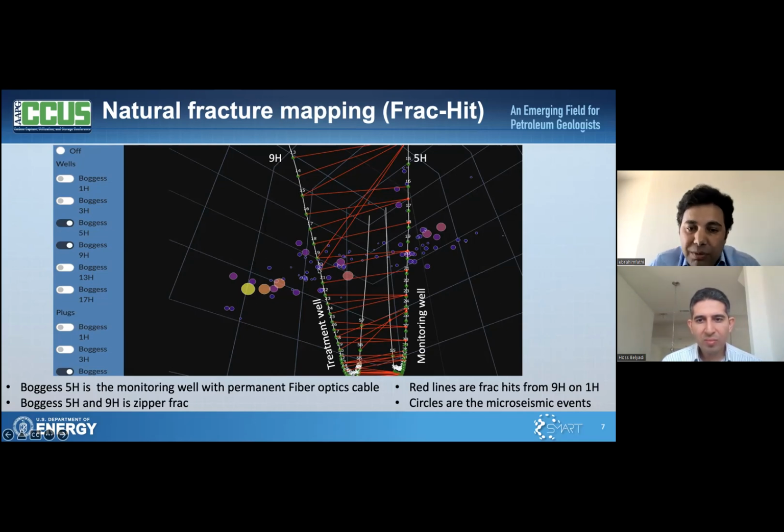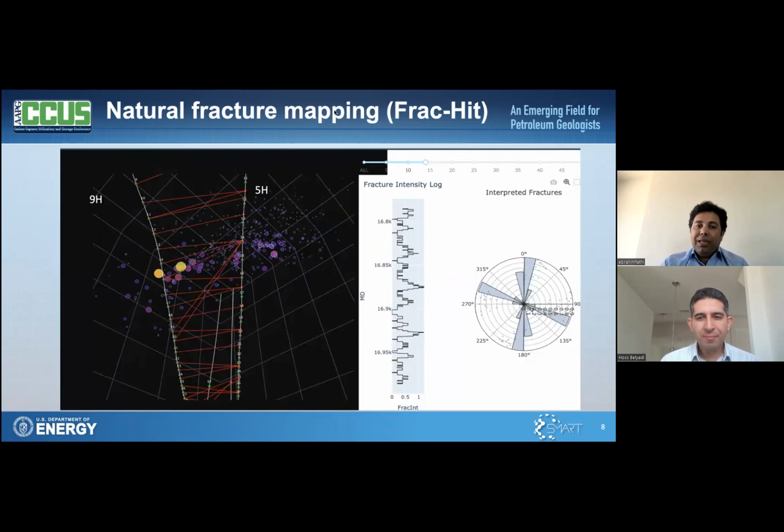For example, when we were fracking stage 20 of 9H, we did see the fracking in stage 14 of 5H. So this was a huge change, a huge direction change in the fracture. So the question was if this is real, because remember, we are doing this as a zipper frac, and they were thinking that this might be a pump event. But what we did, we went back and we looked at the 5H microseismic. So we went back to stage 14 of 5H and we looked at the microseismic events.